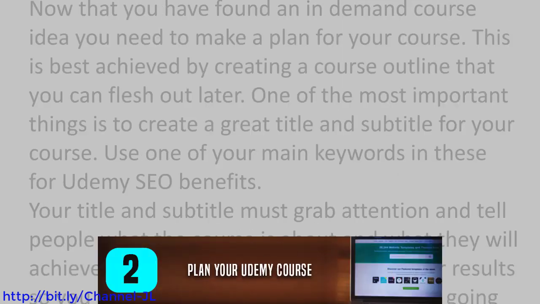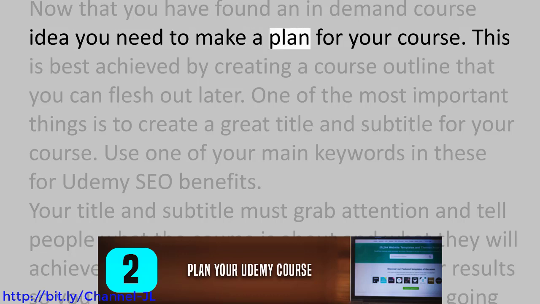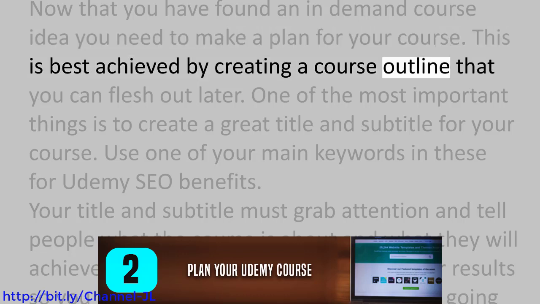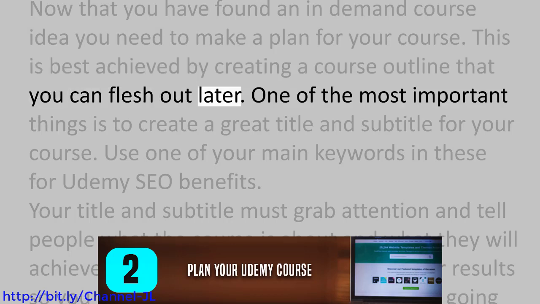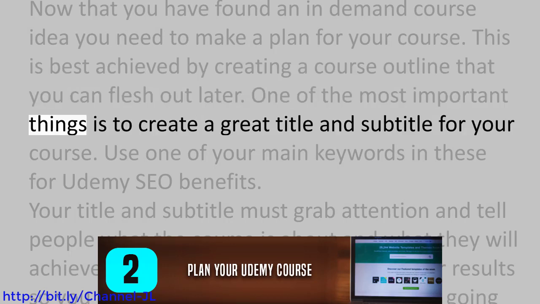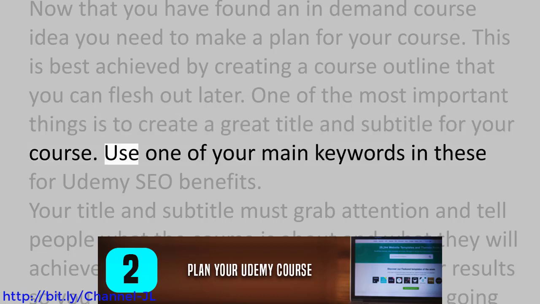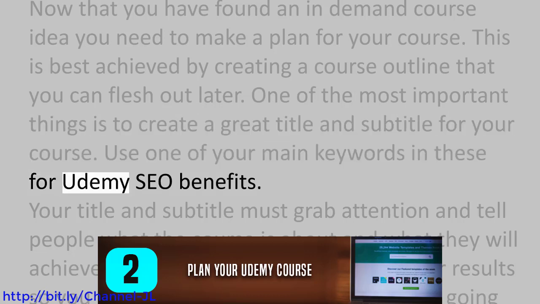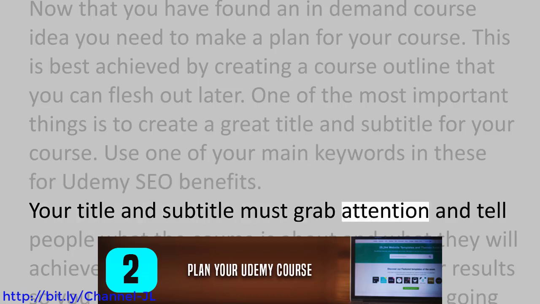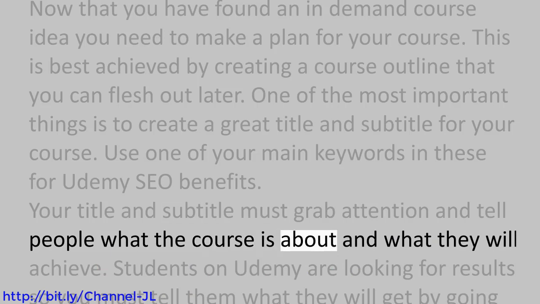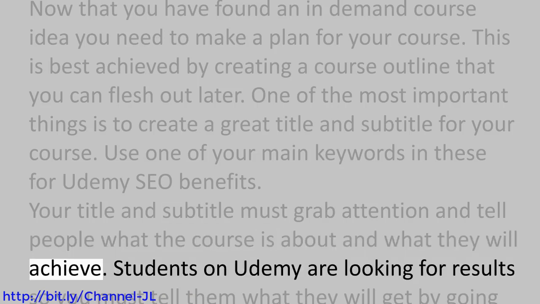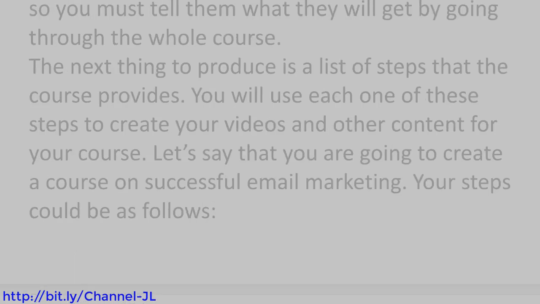Now that you have found an in-demand course idea, you need to make a plan for your course. This is best achieved by creating a course outline that you can flesh out later. One of the most important things is to create a great title and subtitle for your course. Use one of your main keywords in these for Udemy SEO benefits. Your title and subtitle must grab attention and tell people what the course is about and what they will achieve. Students on Udemy are looking for results, so you must tell them what they will get by going through the whole course.